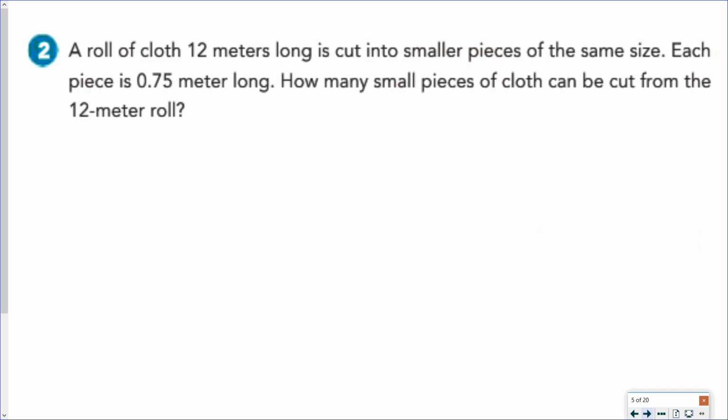And we can use that to help us with this one. But this time, instead of 6.5 ounces of cheese, we have 12 meters of cloth. Instead of breaking it down into 0.5 ounce pieces, we're breaking it down into 0.75 meter lengths. So instead of taking 6.5 divided by 0.5, we're going to start by taking 12 divided by 75 hundredths. So we could do the long division.